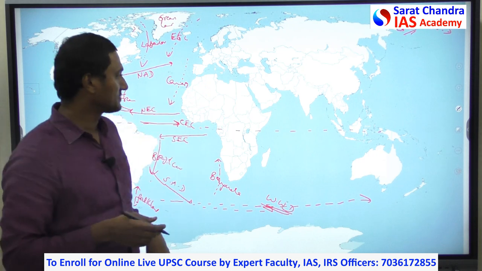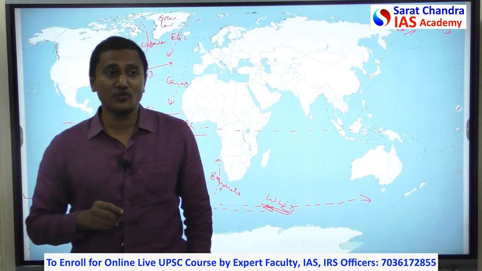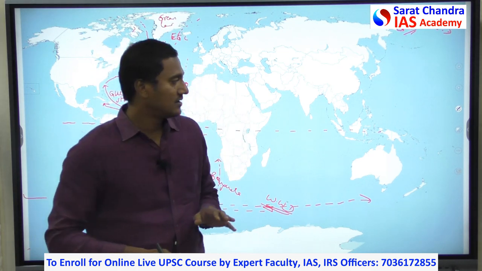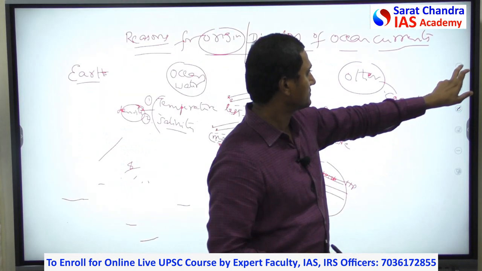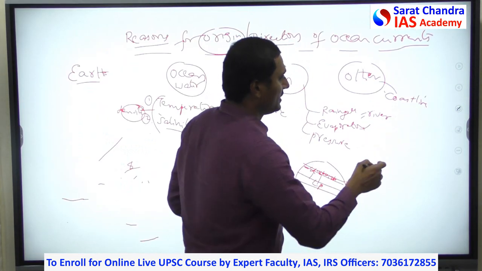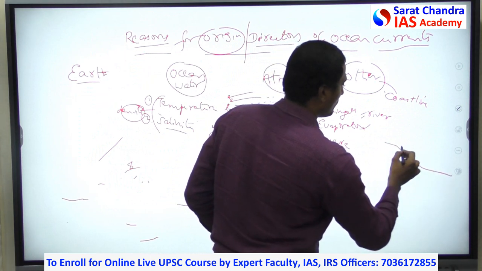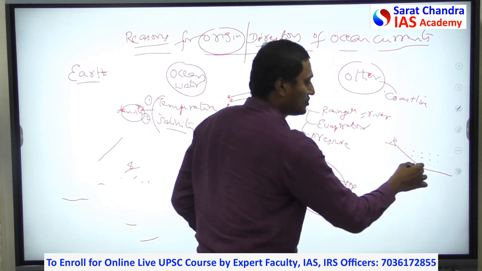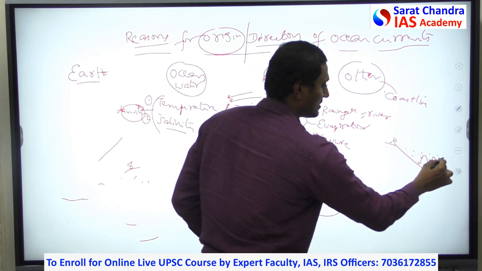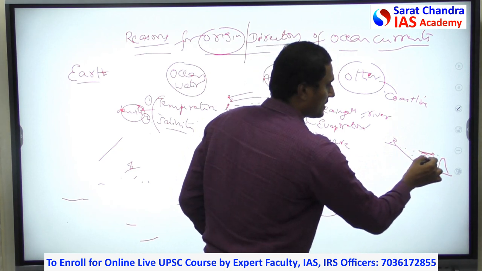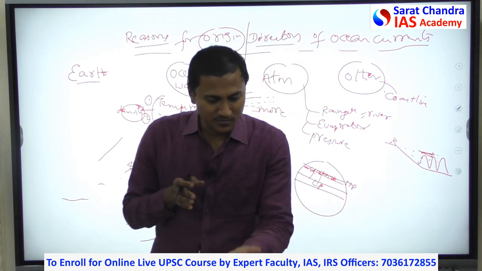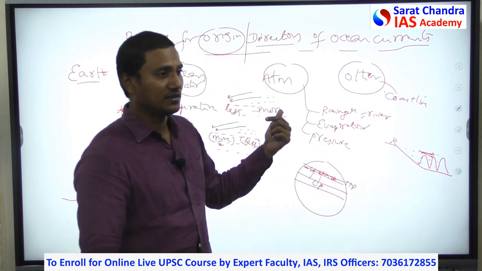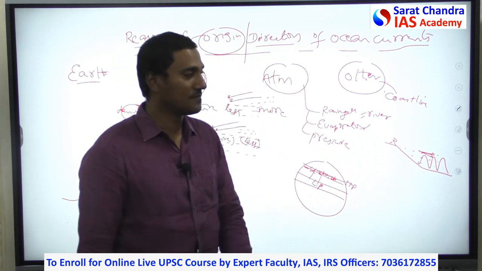Second thing, in my previous class, I was telling you about the mid-Atlantic ridge, East Pacific ridge. I told you, no? You remember? For example, if this is the ocean, if you are standing here, under the ocean, there are some mountains and valleys, like you see. So the ocean currents are moving because of the obstruction from the mid-Atlantic ridges. So not only the coastline, but under the ocean, the ridges also affect the direction of the ocean currents.